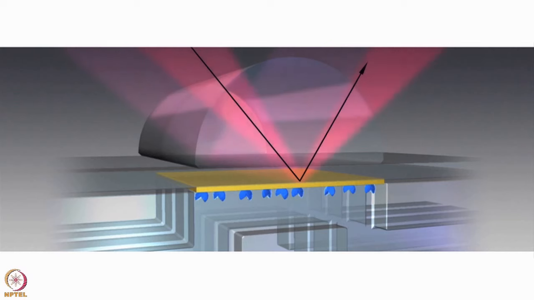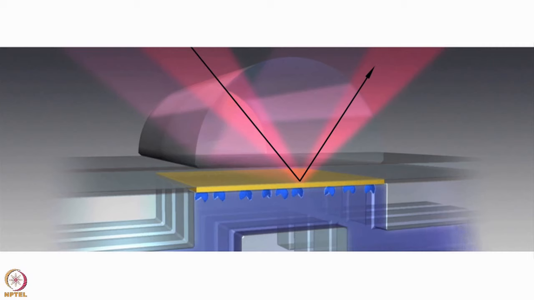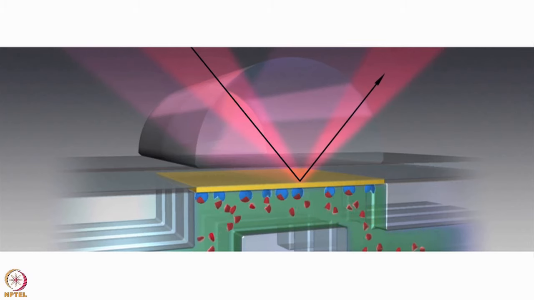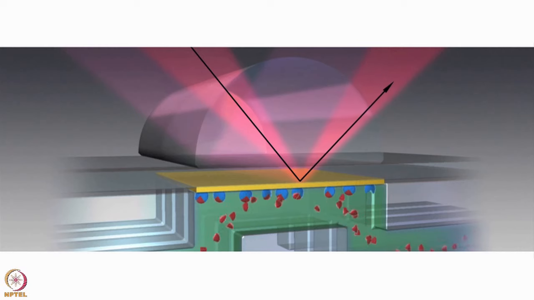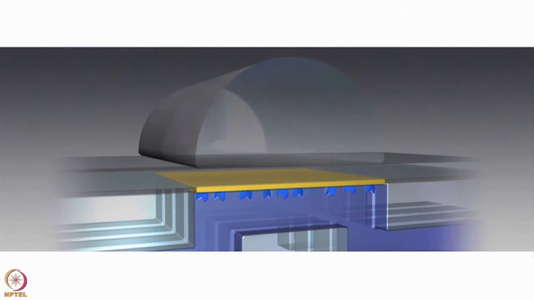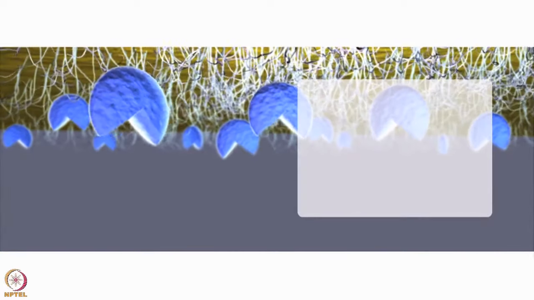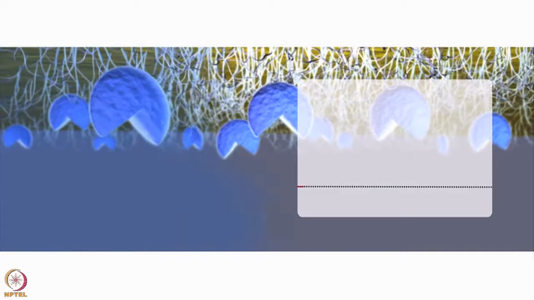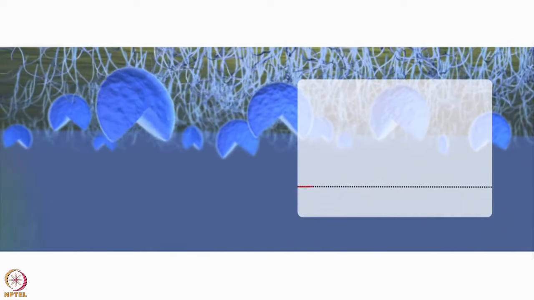Biacore uses the phenomenon of surface plasmon resonance to detect biomolecular interactions as they happen. SPR causes a reduction in the intensity of light reflected at a specific angle from the glass side of the sensor surface. As molecules bind to the sensor surface, the refractive index close to the surface changes, altering the angle of minimum reflected intensity. The change in SPR angle is proportional to the mass of material bound. The sensor surface, the microfluidic system, and the SPR detection unit work together to measure biomolecular interactions.